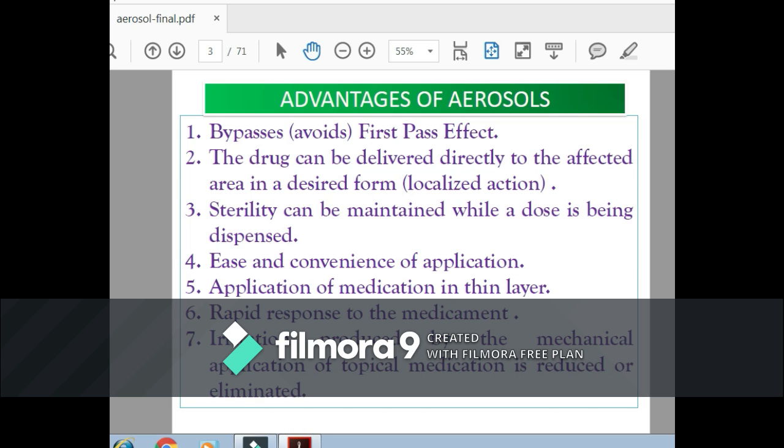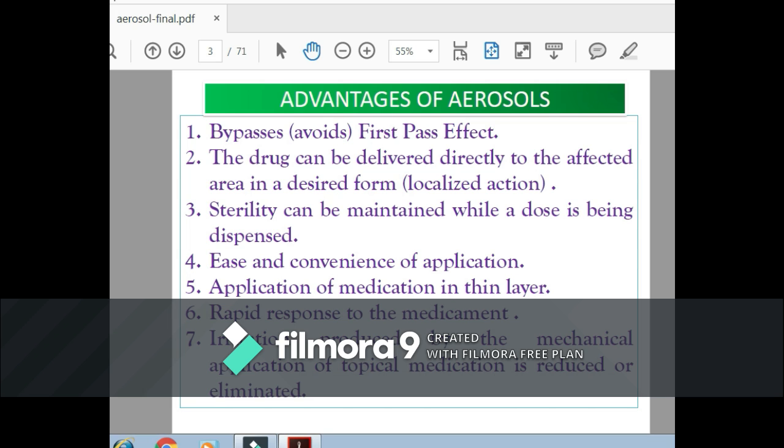Sterility of your drug can be maintained while a dose is being dispensed. In the case of a nasal aerosol, when you are taking your drug through the nasal cavity, your drug passes directly from the container to the nasal cavity. It is not exposed to environmental conditions. That's why we can say the sterility of your preparation is always maintained throughout your product utilization.